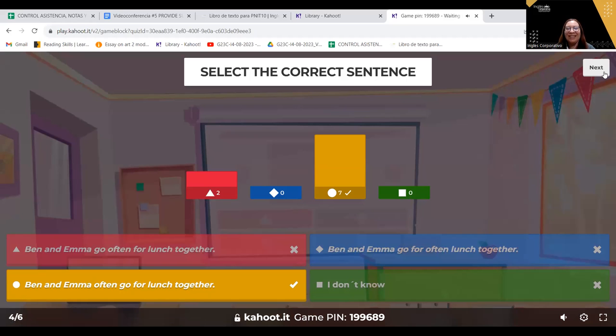Yes, mostly got them correct. And I told you, remember the rule that I told you 2 minutes ago. Frequency adverbs go before action verbs. In this case, Ben and Emma, the frequency adverb is often, and it goes before the action verb, right? Often go for lunch together. Perfect, very good.